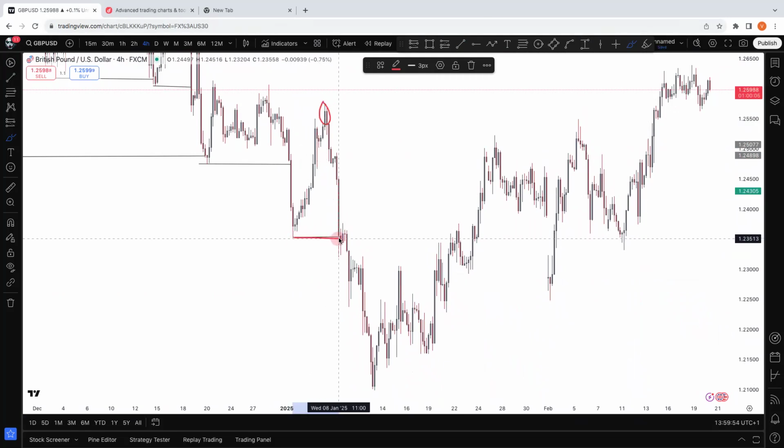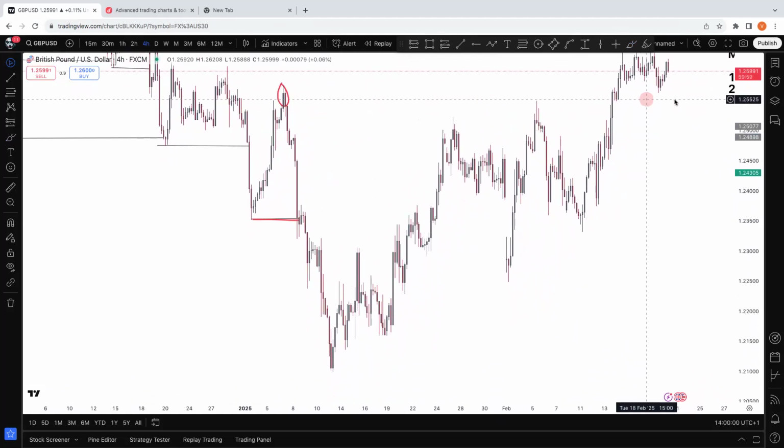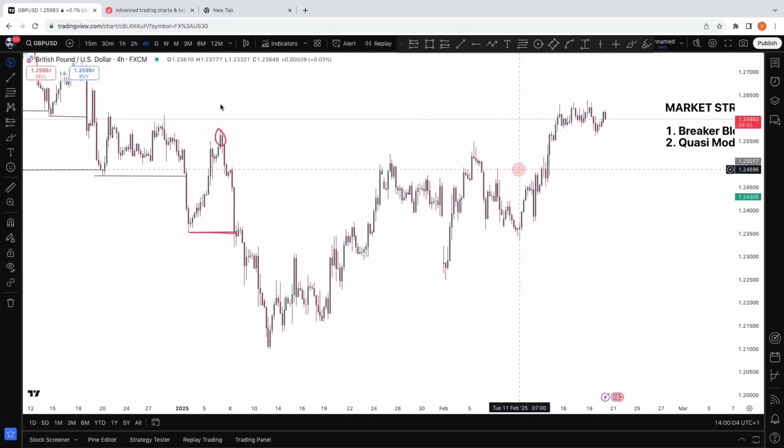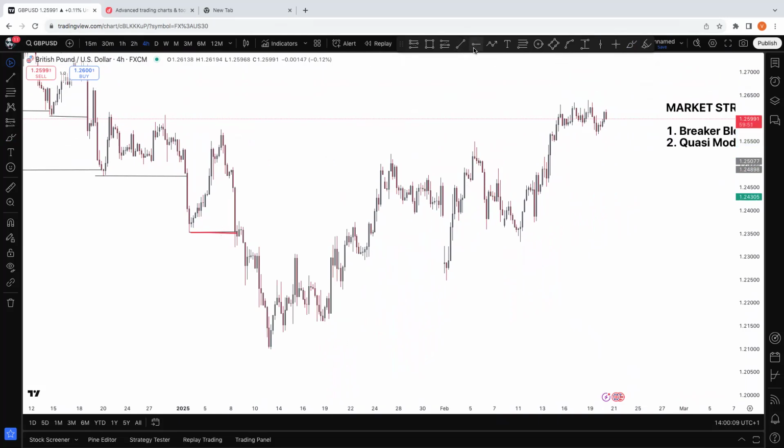This was the low that was responsible for this BOS, right? To the downside. And then we saw that price actually, what did price do? Price came and took out this low. And remember, we already said this is supposed to be a protected low. This high, not a low. Remember, we said this high was supposed to be a protected high.